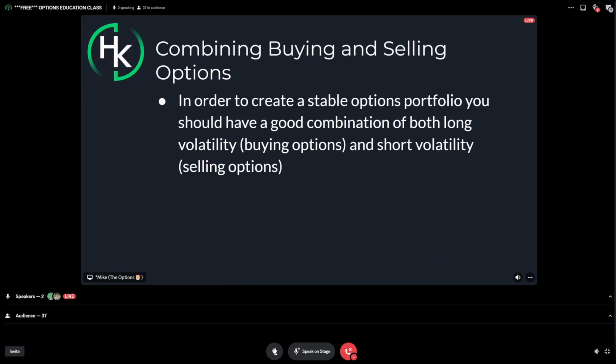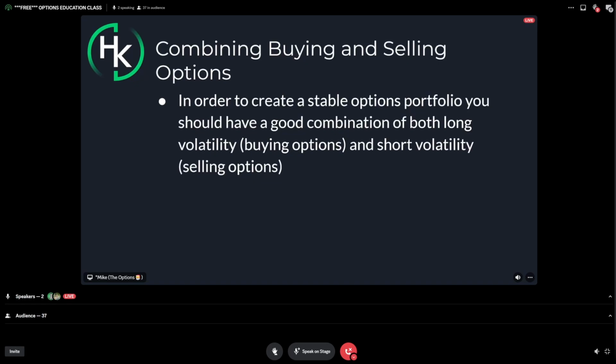So now that we know how buying options and selling options work, let's talk about combining buying and selling options in a portfolio. To create a stable options portfolio, it's a good idea to have a good combination of both long options, which is long volatility or buying options, and short volatility, which is selling options. Again, like I said, when you buy options, you benefit from a rise in volatility, and when you sell options, you benefit from a decrease in volatility.